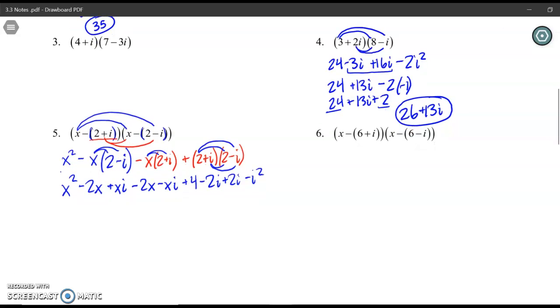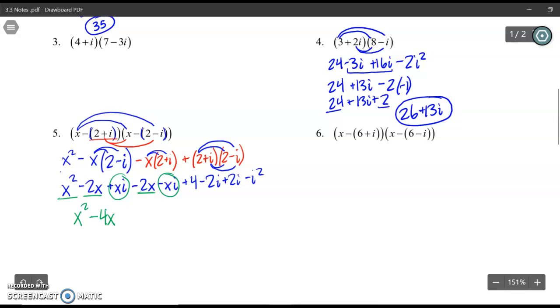At this point, I just want to start combining some like terms. So I'm going to get out a different color pen for this. So I am going to combine anything that has an x in it, just an x. So I have a negative 2x and a negative 2x. Those are going to combine to be a negative 4x. This x squared just gets to come down. I've also got an xi and a negative xi. So those are nice. Because they're opposites, they're just going to cancel each other out.